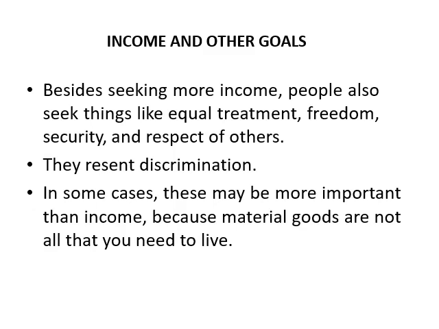Now, how is this development measured? How can we say that a society, a nation, or a state is developed, and how can we set goals for different kinds of development, for a nation, a state, a society, or an individual? So we need to have some idea about income and other goals. Besides seeking more income, which is one of the development goals for an individual or a family, people also seek things like equal treatment, freedom, security, and respect for others.